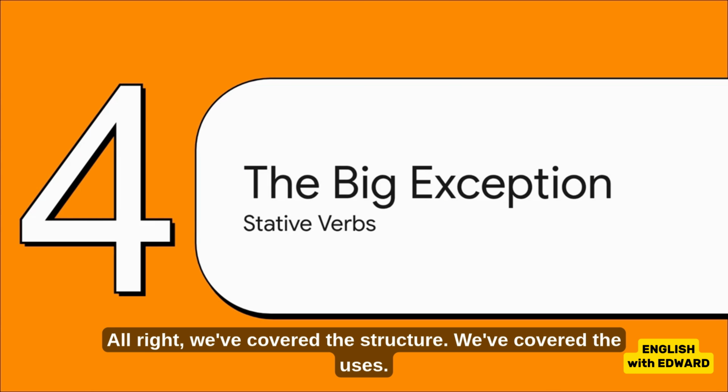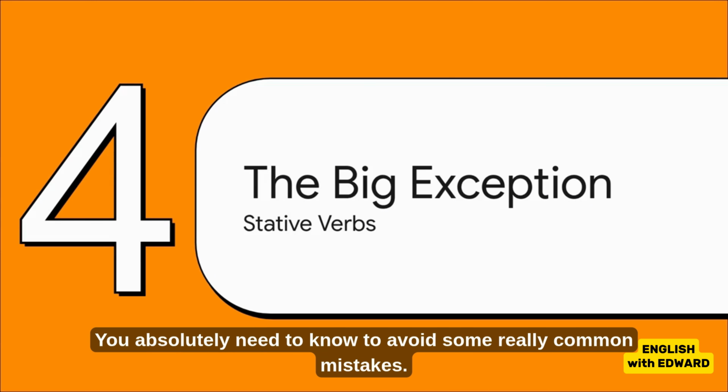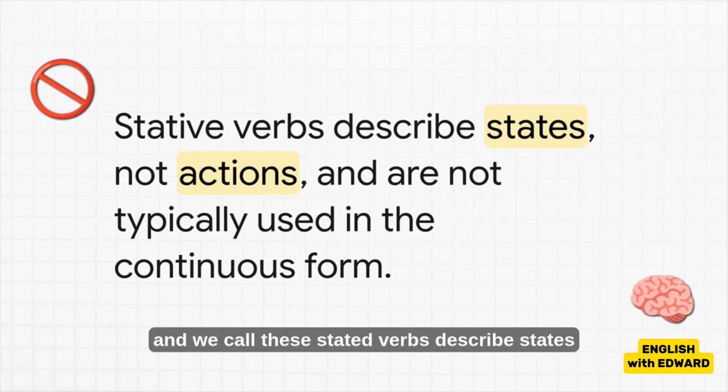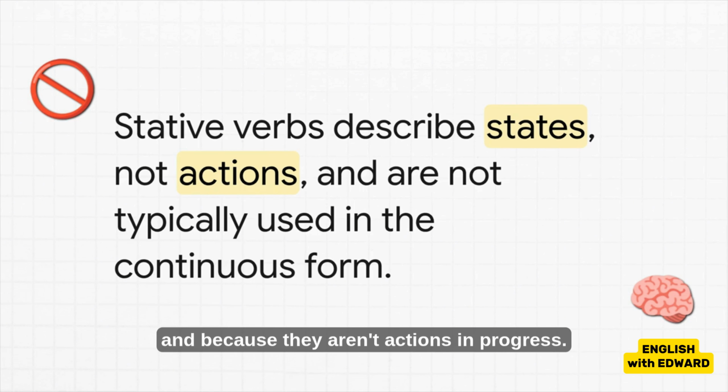All right, we've covered the structure, we've covered the uses. Now it's time for a crucial pro tip. This is the big exception you absolutely need to know to avoid some really common mistakes. So here's the rule, and it's a big one. Not all verbs are action verbs. Some verbs, and we call these stative verbs, describe states, not actions. Things like emotions, thoughts, or possession. And because they aren't actions in progress, you almost never use them in the continuous form.